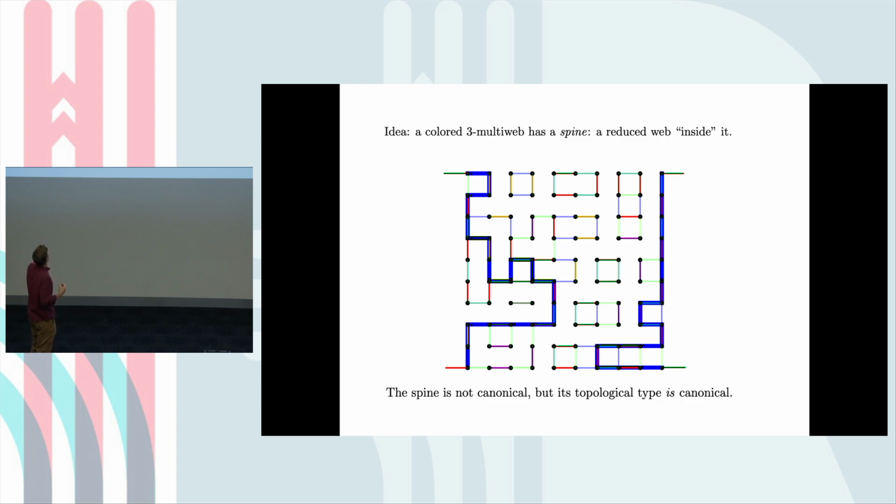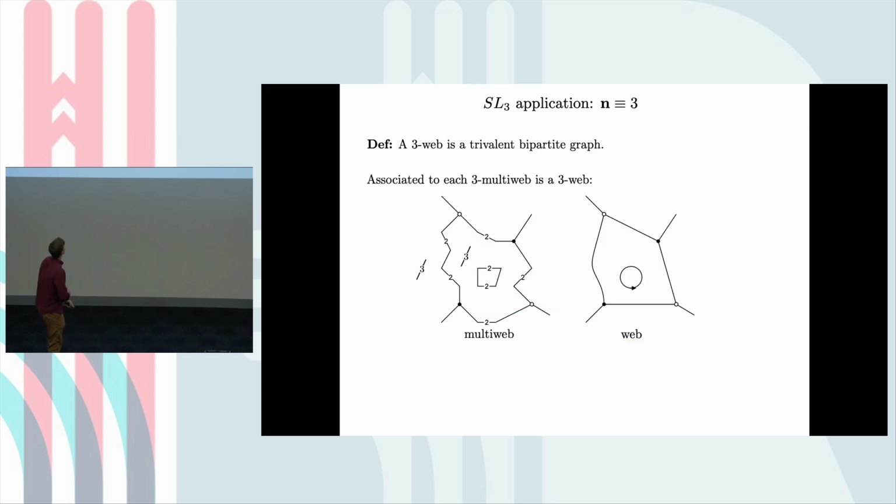The idea is that if you have a triple of dimer covers and you keep track of which one is red, green, and blue, then you can extract, with the appropriate tool, something called a reduced web inside that. And that reduced web is some kind of spine inside there. Even though the spine itself is not really canonical, its topological type, that is how it connects the boundary vertices together, is canonical. So only the isotopy class of this blue curve is well defined. Now let me explain that picture.